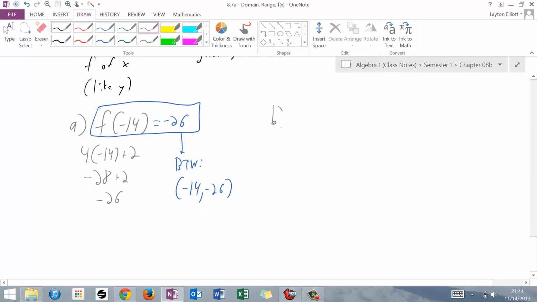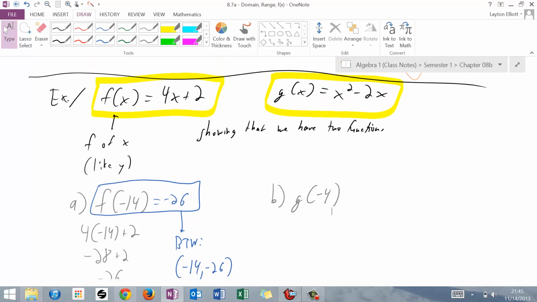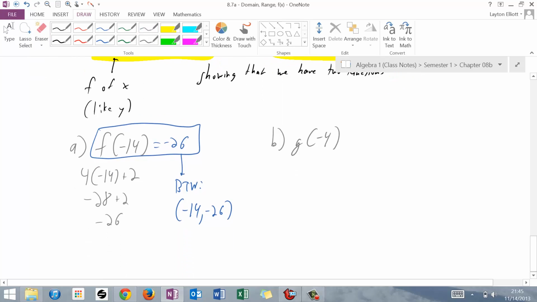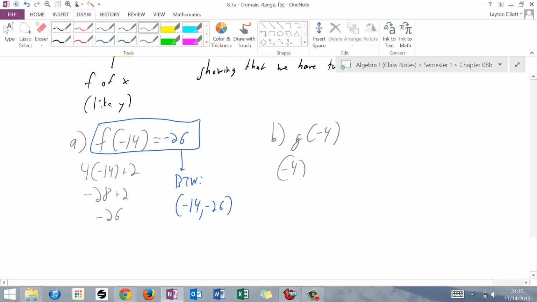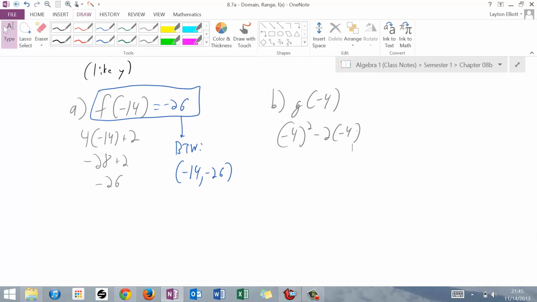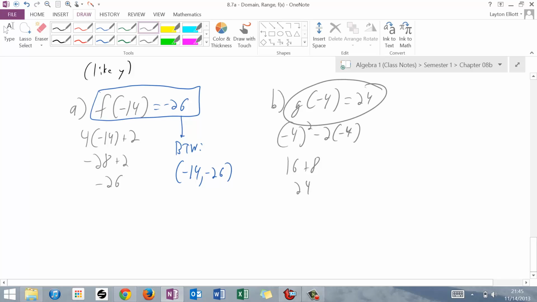Okay, letter B. G of negative 4. Okay, g was a different function. G was this one here, the x squared minus 2x. So I'm going to substitute. We're going to do negative 4 squared minus 2 times negative 4. It's just a simple substitution. Negative 4 squared is 16. Negative 2 times negative 4 is positive 8. And that gives me 24. So g of negative 4 is 24. And I'll circle that and move on.